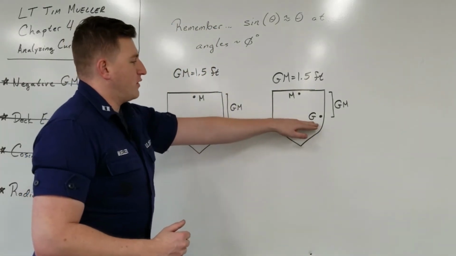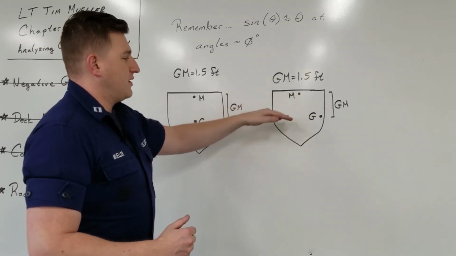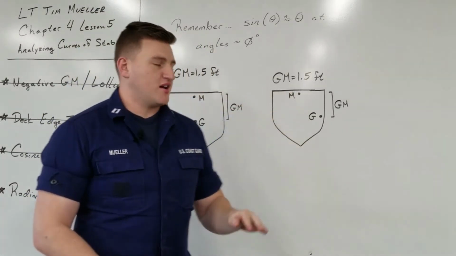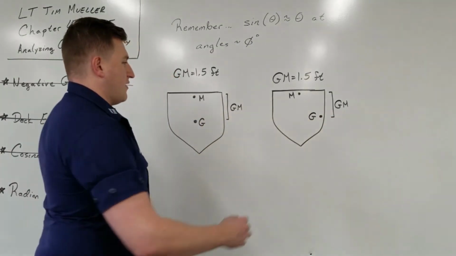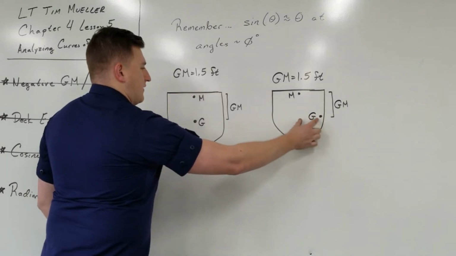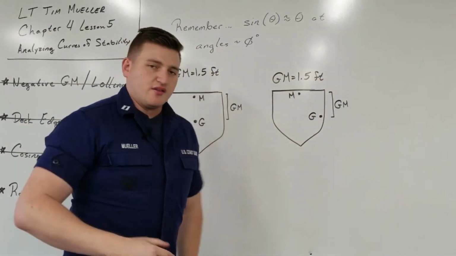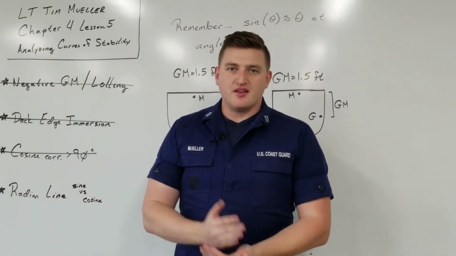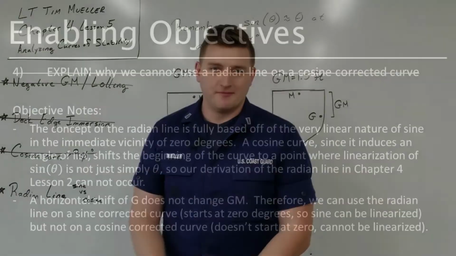However, before you even do that cosine correction, the GM is going to be the same. Remember, a cosine correction is just that perfect horizontal shift in the center of gravity. So this cosine correction doesn't affect the GM at all. So do sine correction first, get your GM, then do your cosine correction, and get your actual curve of statical stability.